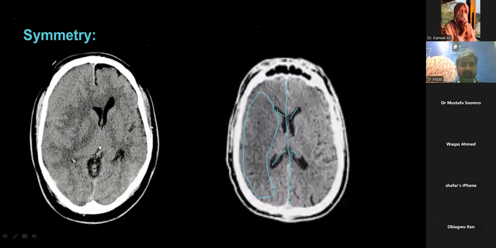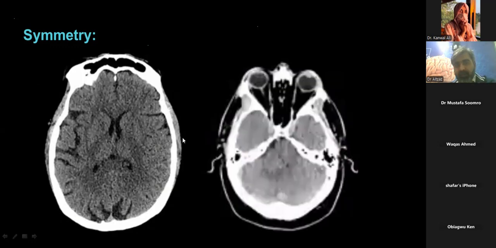So again, it is not symmetrical. Symmetrical or asymmetrical? Asymmetrical, sir. Both are asymmetrical, sir. I will not ask about the left one. Why is the right one asymmetrical? There is probably a lesion involving the right side of the posterior fossa. What is the justification? Only one point, then I will go to the next slide.